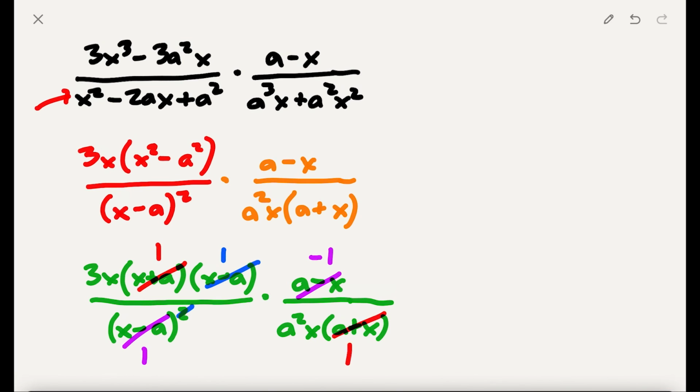Let's see what else is going to simplify here. We got an x here that can simplify with this x here, and you're left with a 3 on the top as well as this negative, so it's going to be negative 3 on top, divided by the only thing on the bottom, which is a squared, and that's the final answer.